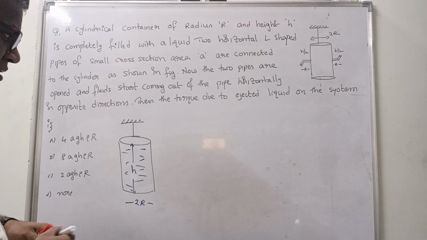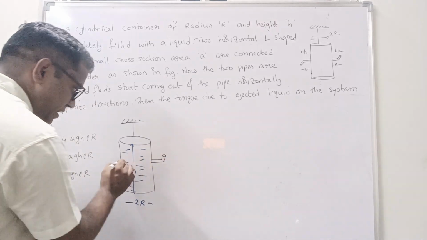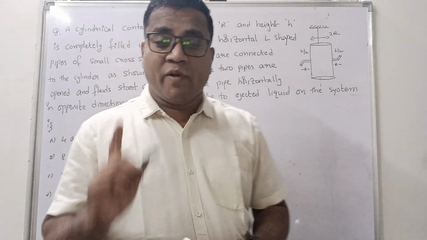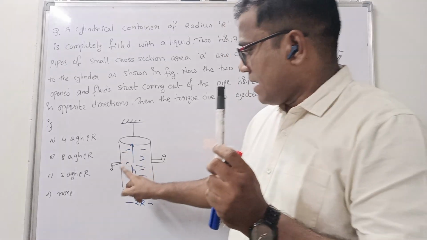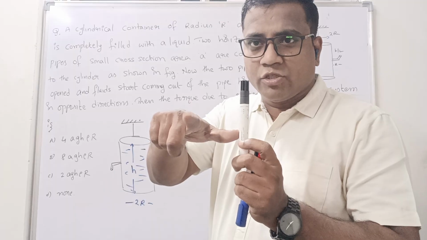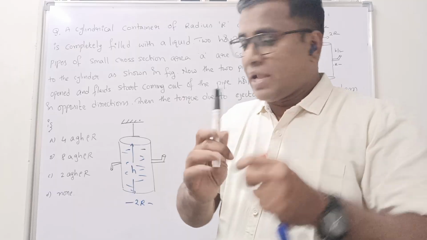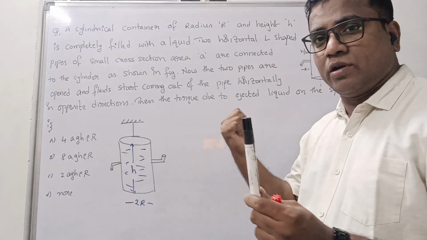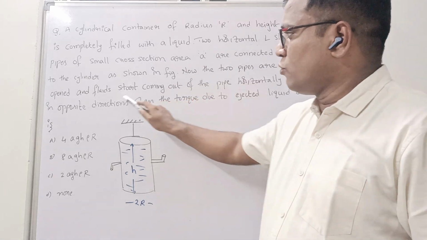If you see how they are connected, one is in this direction and the second in this direction. Try to understand, it is not upward, it is a 3D diagram. If the cylinder is this one and this pipe is connected like this, then this pipe will be outward and the other pipe will be inward. Clear? He's saying that now the two pipes are open and fluid starts coming out.